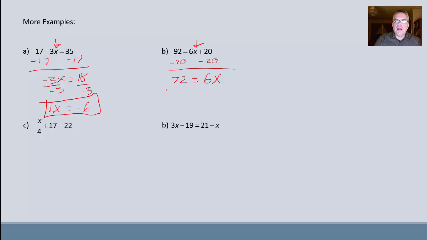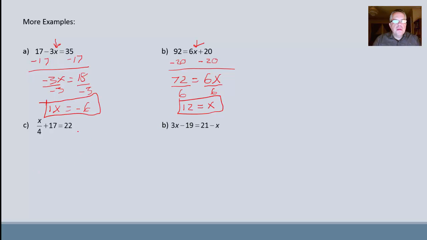Okay, got a better equation. I don't want 6x though, so I'm going to divide by 6. On the left, 72 divided by 6 is 12. On the right, 6x divided by 6 is just 1x, or x. So I get x equals 12.